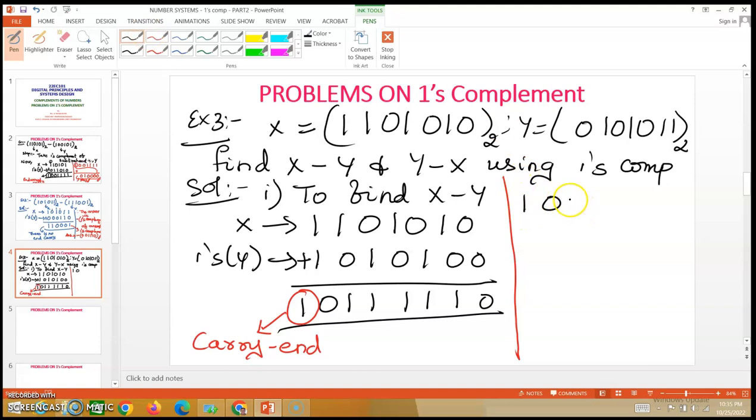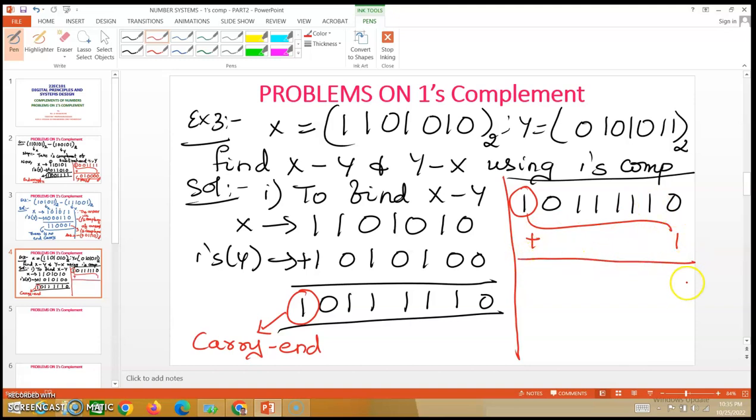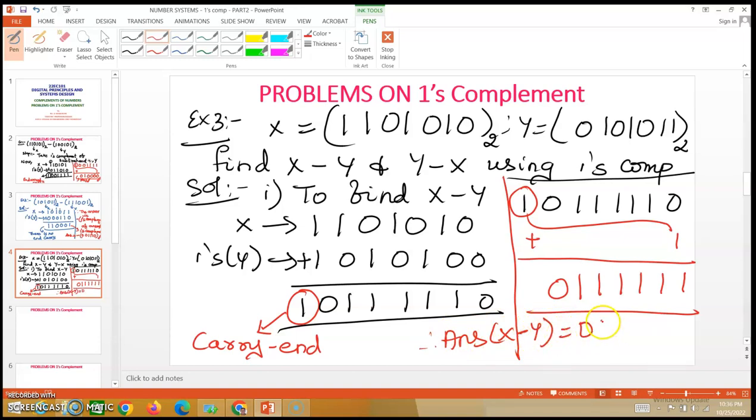1, 0, 1, 1, 1, 1, 1, 0. This is nothing but the end carry. That end carry you have to write in the LSB side, and now add it. So therefore 1, 1, 1, 1, 1, 1, 0. This is the answer. So the answer for x minus y is 0, 1, 1, 1, 1, 1, 1.